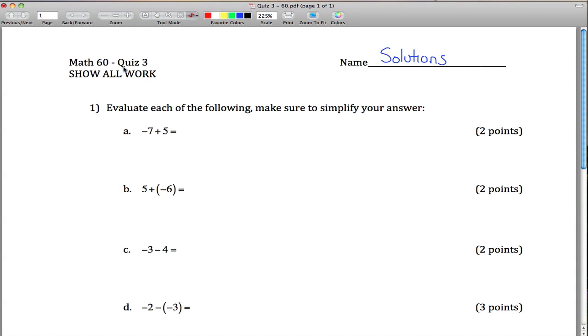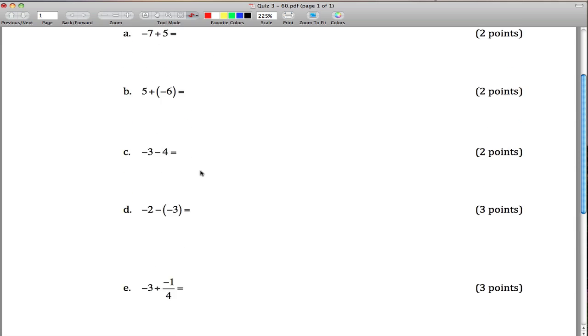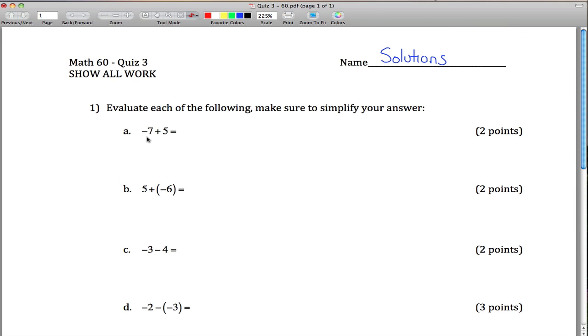All right, here's solutions to quiz 3 for Math 60. We end up with a ton of problems here, so we'll just take them one at a time. The first one was -7 plus 5. A couple different ways to think about this. The book would have said go to -7 on your number line, and then plus means move to the right 5 spaces. And if you do that, you'll end up with -2.